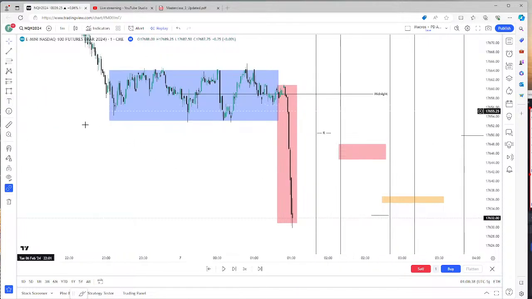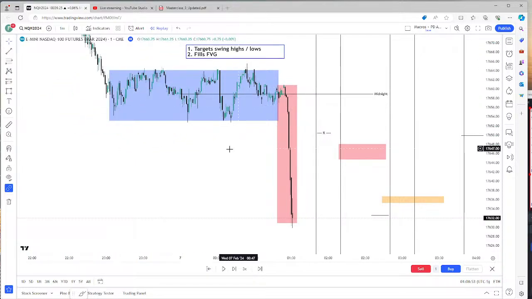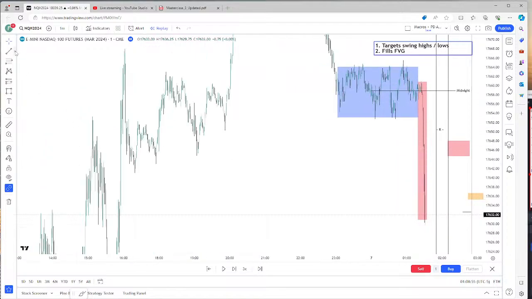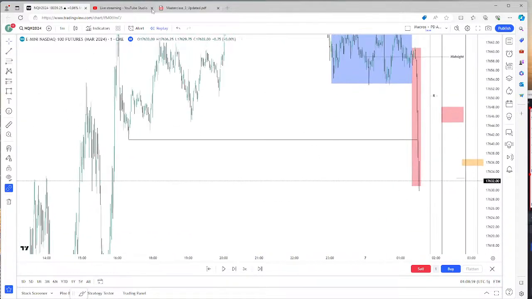And what's the market do? There's 2 things the market does. Number 1, it targets swing highs and lows. Again, we've talked about this, swing highs and lows. And number 2, it aims to fill imbalances in the form of fair value gaps. So essentially, by price coming down like this abruptly, we've targeted swing lows. So we've taken out liquidity.